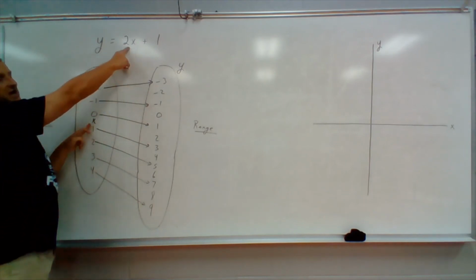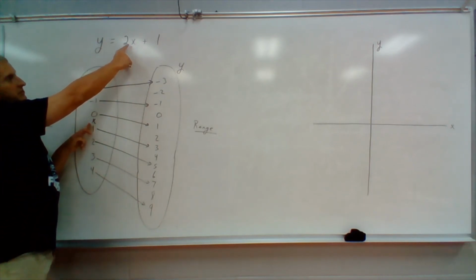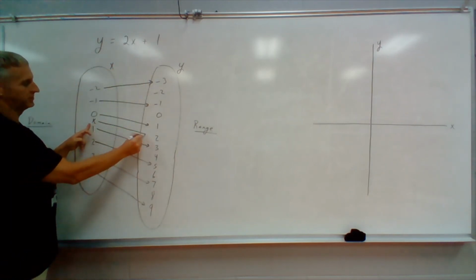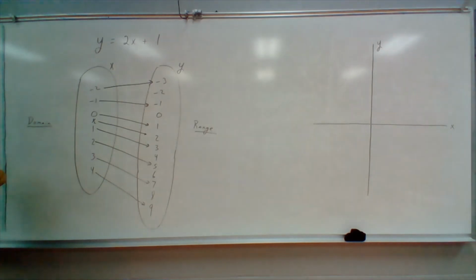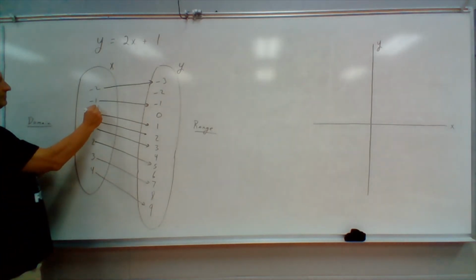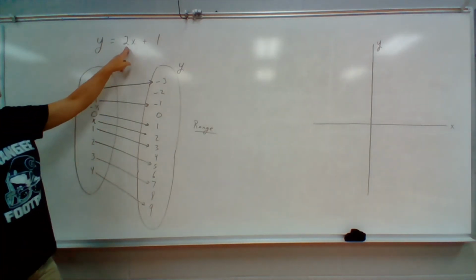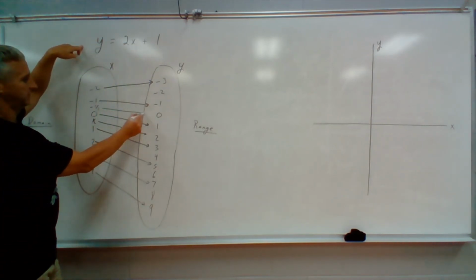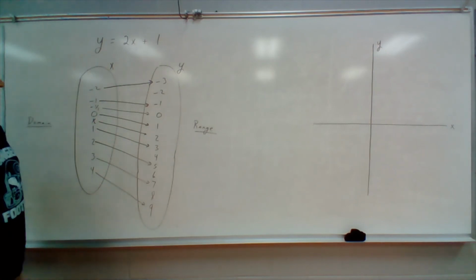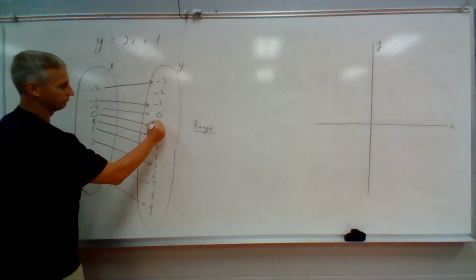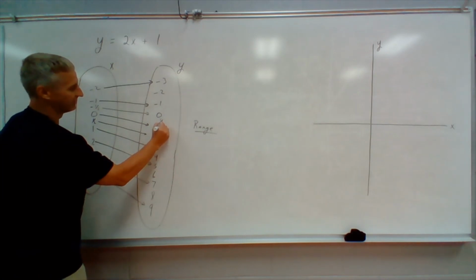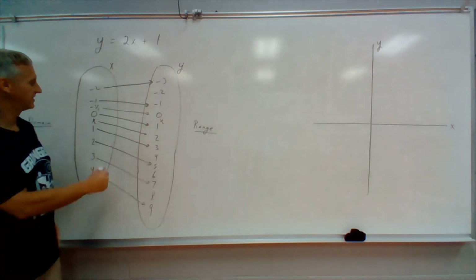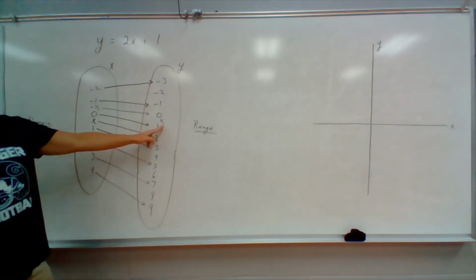If I plug 1/2 into this equation, 2 times 1/2 is 1. 1 plus 1 is 2. So the 1/2 would actually go to the 2. I could put in a -1/2. 2 times -1/2 is -1, plus 1 is 0. So that goes. 1/2 is in the range. I can find an x value that goes to the 1/2.